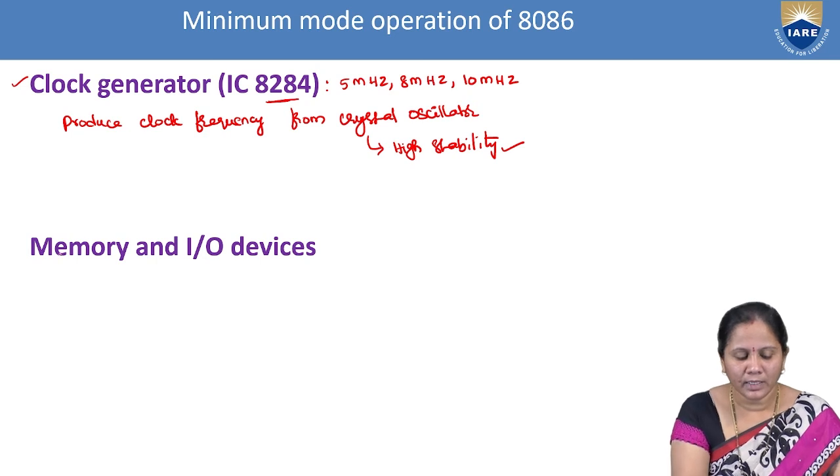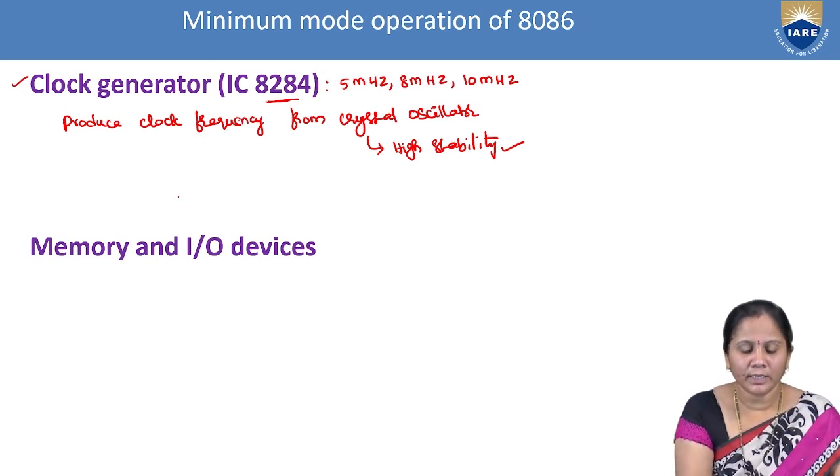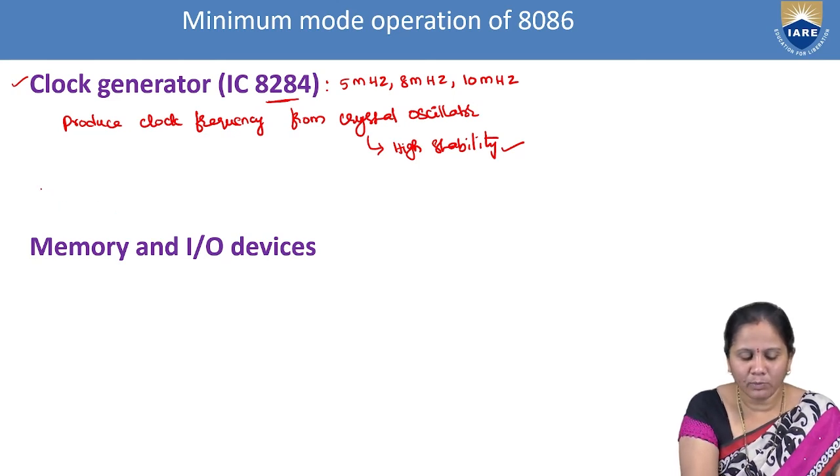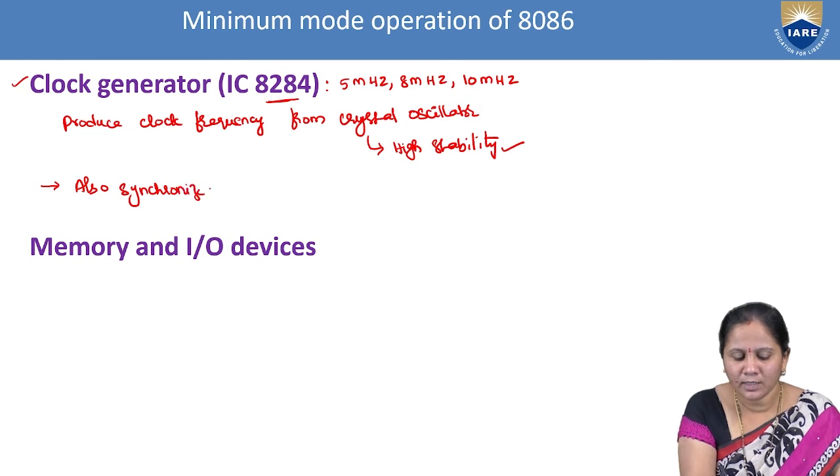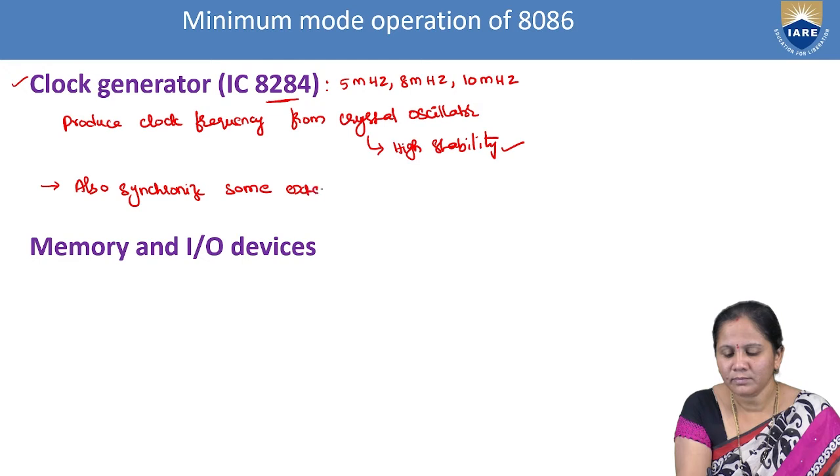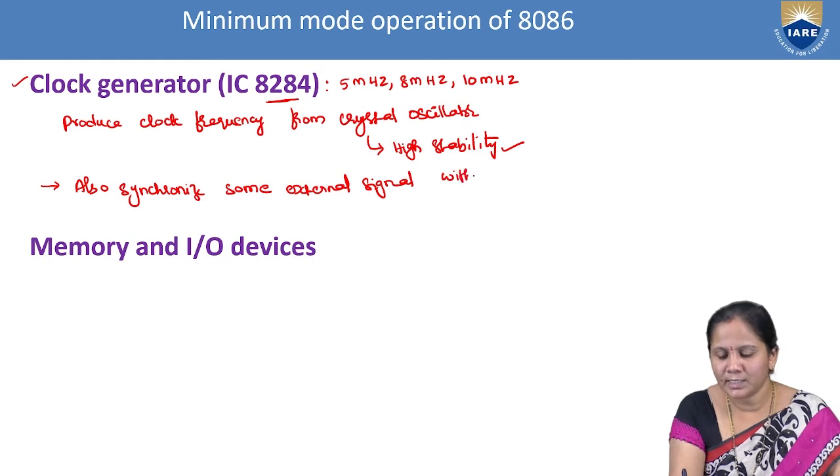The clock generator's other purpose is that a clock signal is also connected to this clock generator block. Another important function of this clock signal is that it is also used to synchronize some external signals with the system clock.